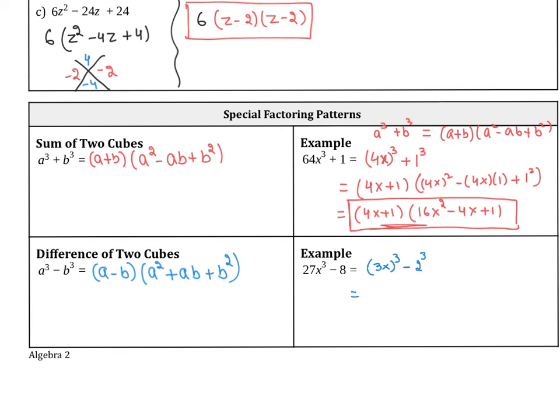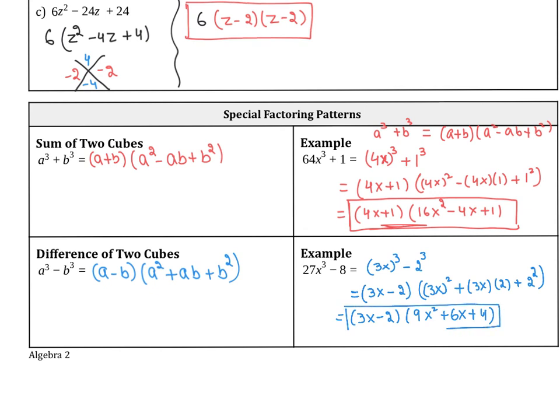So what I got here is a minus b, so 3x minus 2, times 3x squared, which is a squared, plus ab, plus b squared. So that's going to be 3x minus 2 times 9x squared plus 6x plus 4. These are the complete factors of the polynomial 27x cubed minus 8.